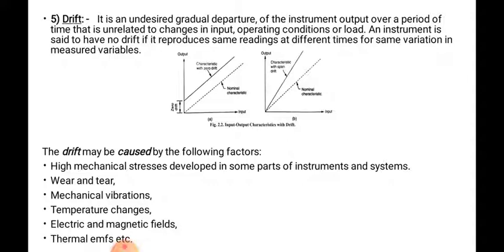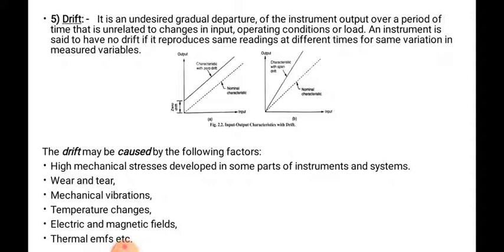Unrelated means what? We are placing the input on the platform of the weighing machine, but the instrument is showing a different reading. Means unrelated to the change in input. Means जे काही known quantity आपण place केली as an input to the instrument, but the instrument is showing some other reading. After a certain period of time again we have placed that same known input to the instrument, but the instrument is showing some other output. That is nothing but the drift. Okay, an instrument is said to have no drift, Instrument मध्ये drift नाही आहे कधी म्हणणार आपण, if it reproduces the same reading at a different time for the same variation in the measured variable.